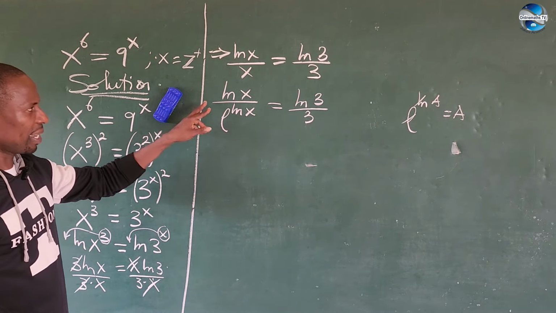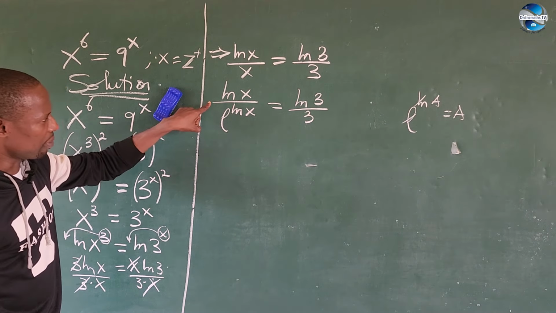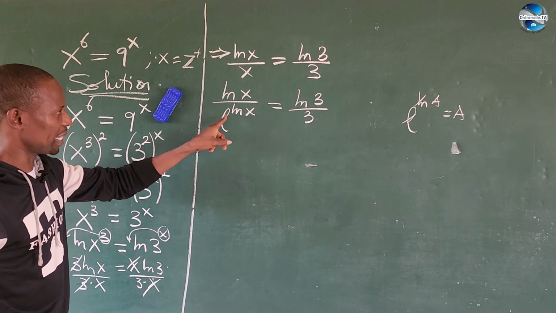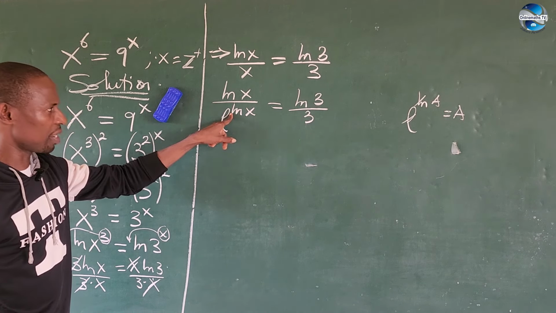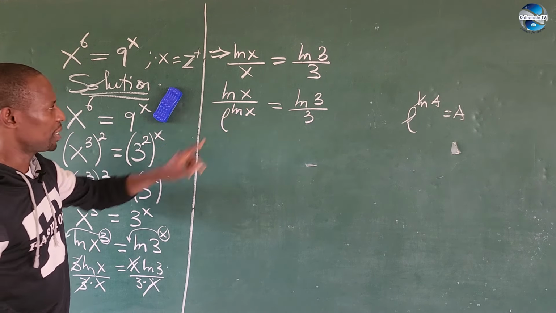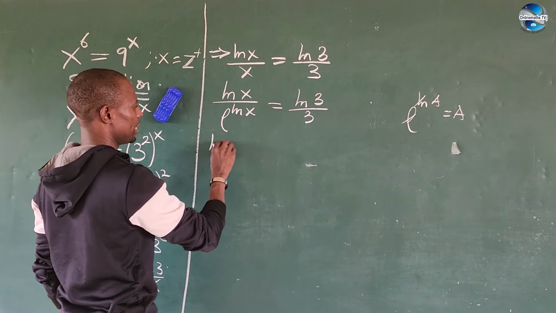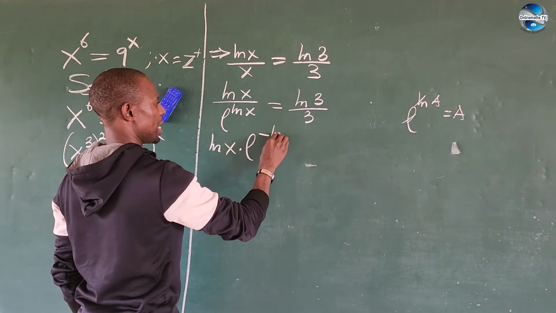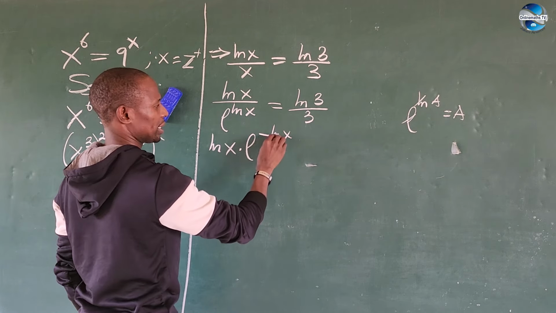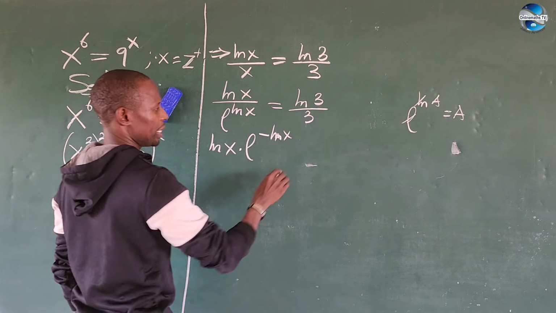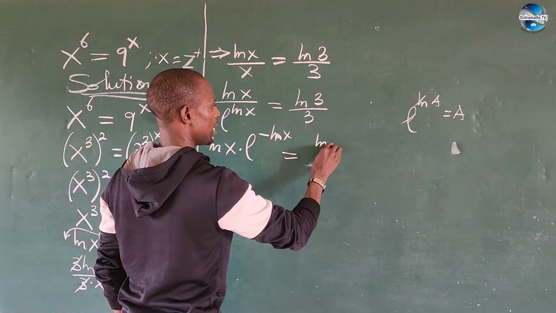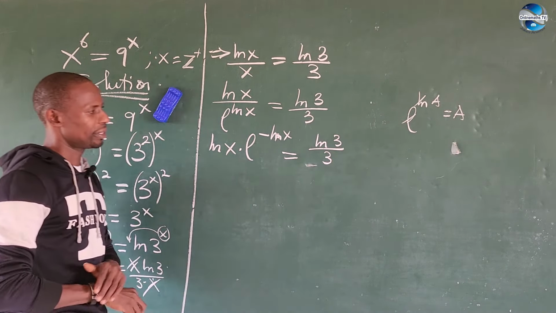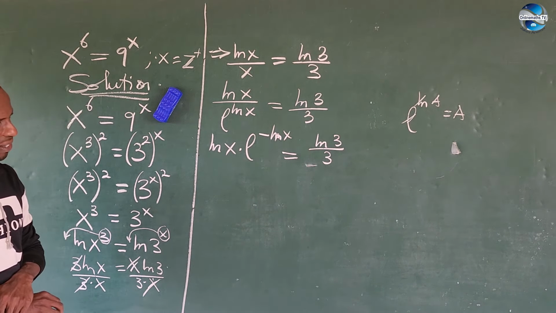Okay. Now, according to the law of indices, I want to remove this division sign. So for me to remove this division sign, the exponential here will carry a negative. So this will now give us ln of x dot e raised to minus ln of x, which is equal to ln of 3 all over 3. This has not changed anything.